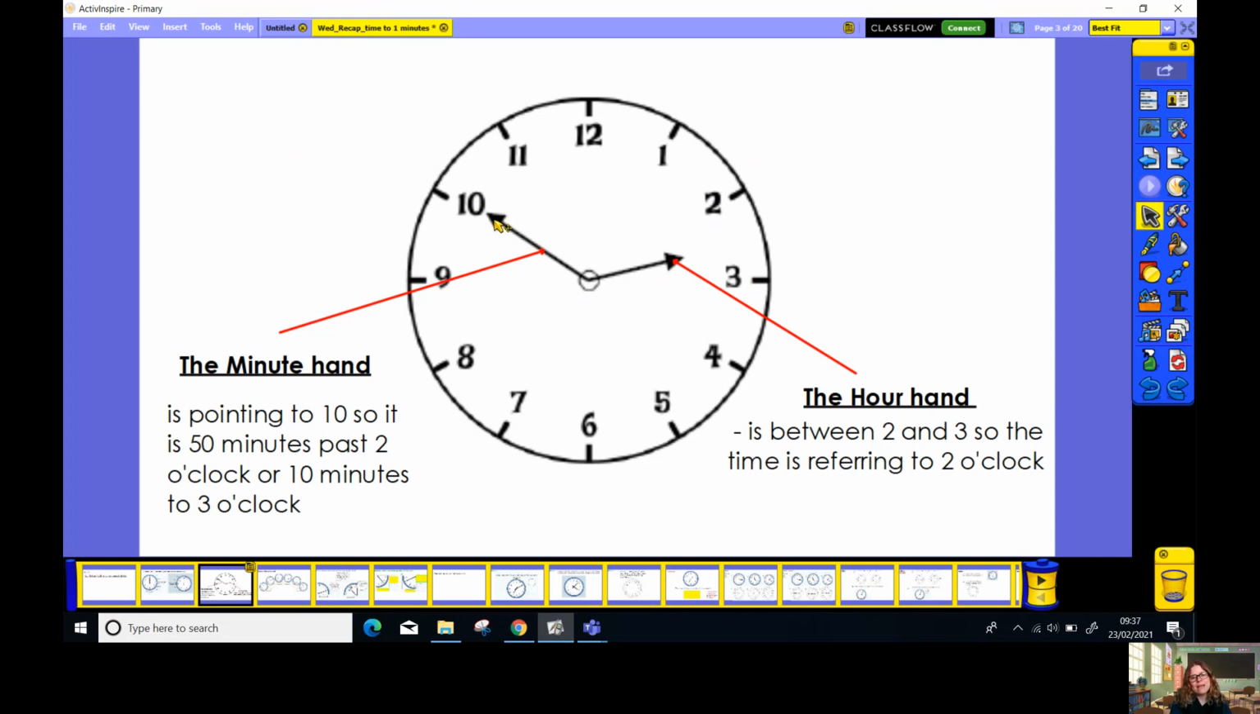We can see here that the minute hand tells us how many minutes past the hour or to the hour is shown. And here we can see that the minute hand is pointing to 10, so it is 10 minutes to the hour. It is 10 to 3.